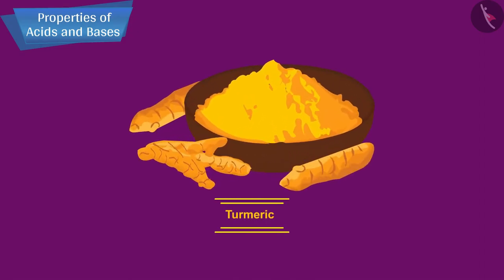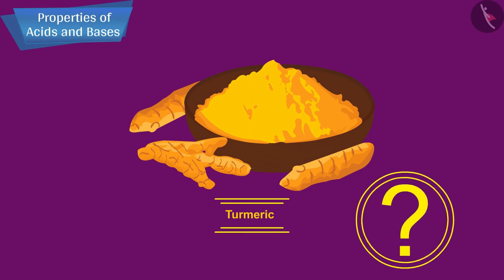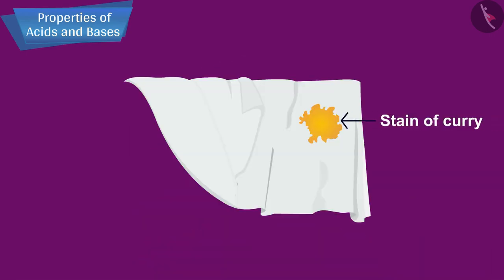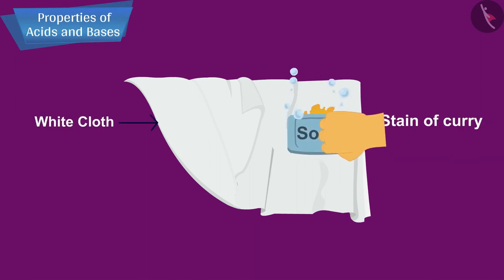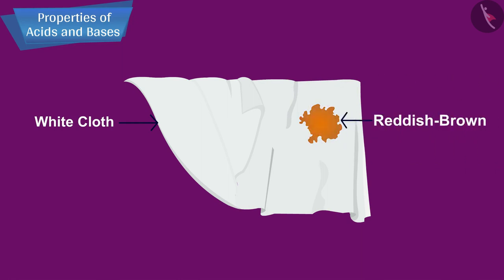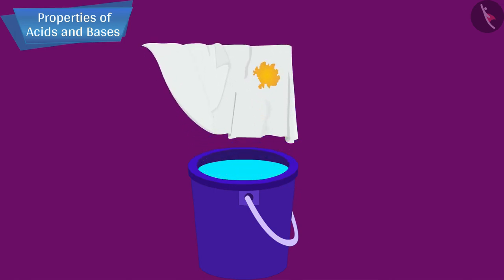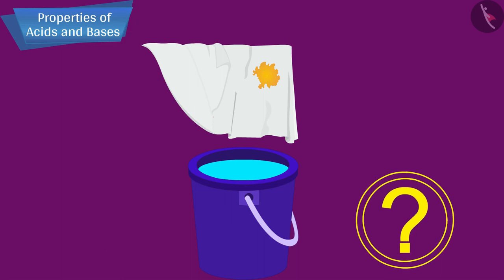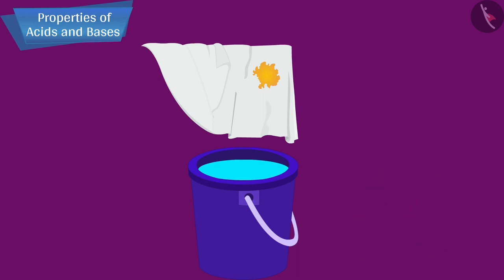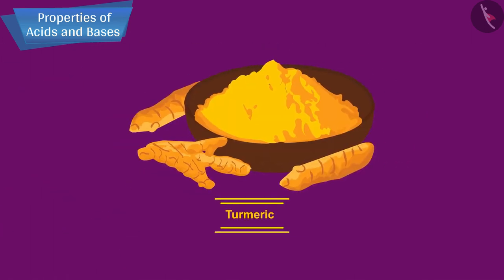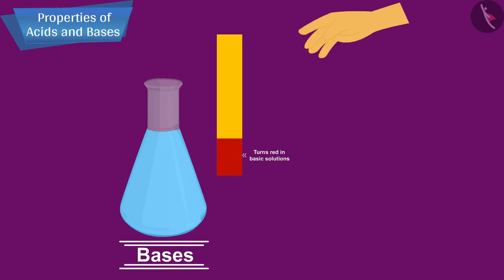Turmeric is another such indicator. Have you noticed that a stain of curry on a white cloth becomes reddish-brown when soap, which is basic in nature, is scrubbed on it? It turns yellow again when the cloth is washed with plenty of water. Why? Because then the basic soap gets removed with water. So, students, turmeric is a natural indicator. It contains a natural yellow dye. It turns red in basic solutions.